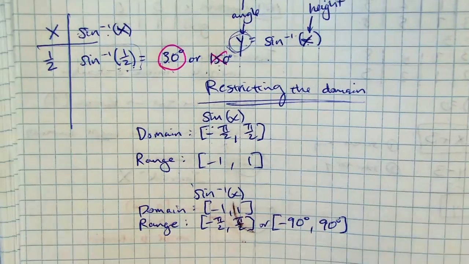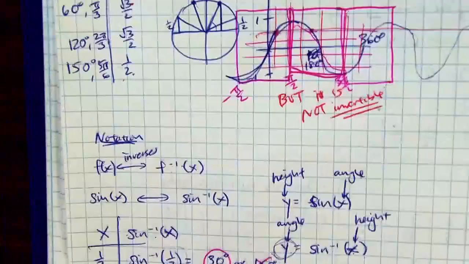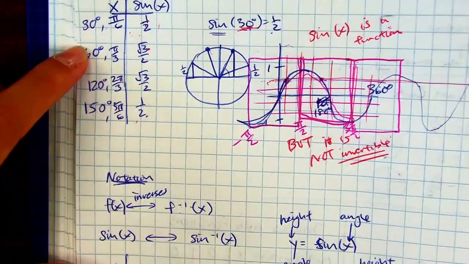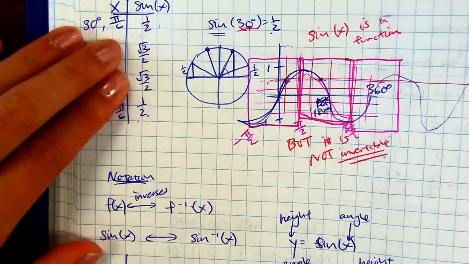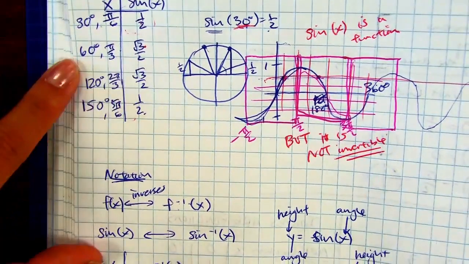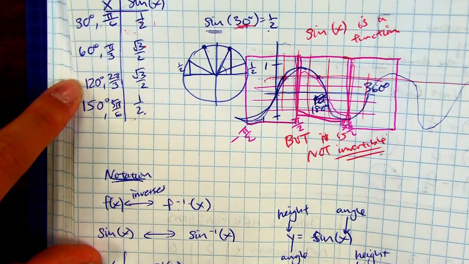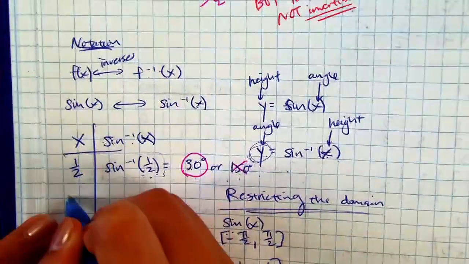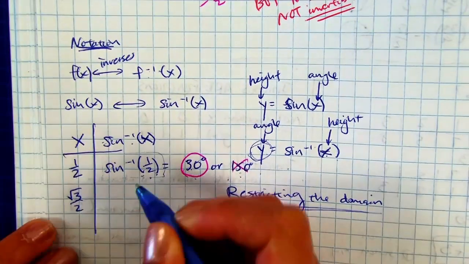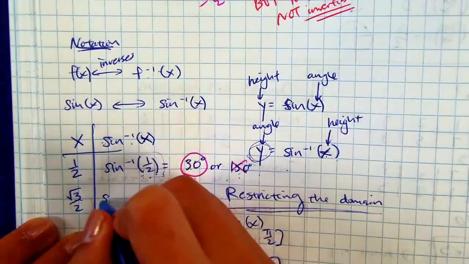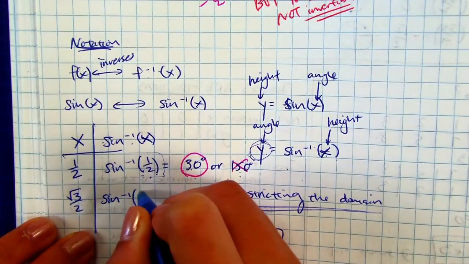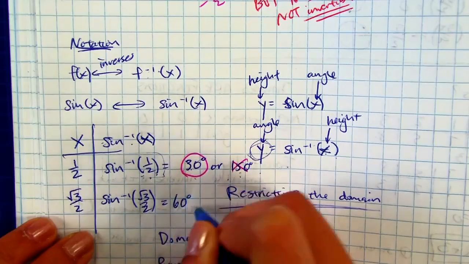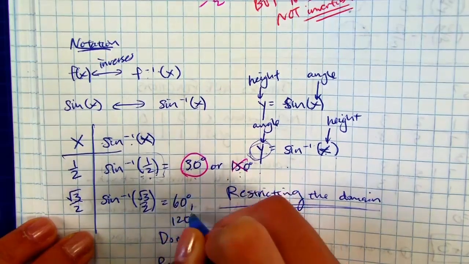So I do want to give you another example. So let me go back to my table up here. So my table up here, I also had the height root 3 over 2. And root 3 over 2 matched up with 60 degrees and 120 degrees. It matched up with pi over 3 and 2 pi over 3. So let me write that example here. So if I wanted to find the inverse value of root 3 over 2, so sine inverse of root 3 over 2, I have the problem of choosing between 60 degrees and 120 degrees. Which one do I want to choose?